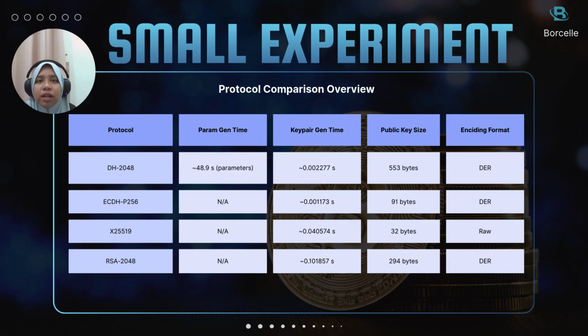Here's a consolidated comparison. This table highlights the trade-offs in speed, size, and encoding format. X25519 stands out for its compactness and raw encoding, while RSA and DH are heavier.